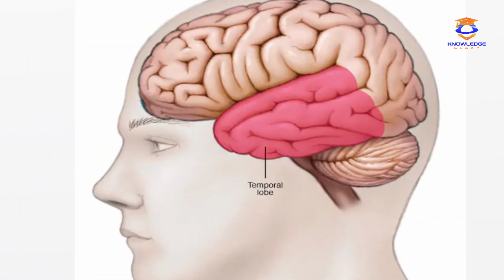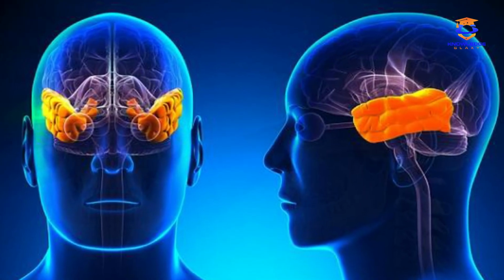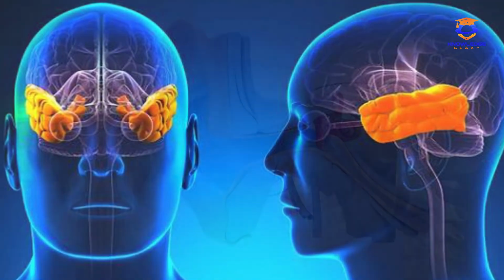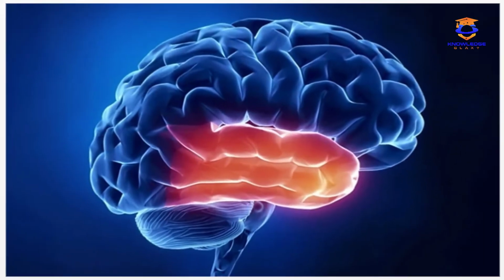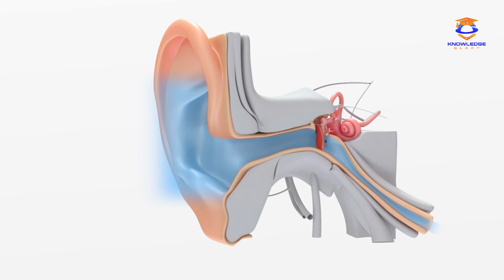The temporal lobes that are present above the ear in our brain are basically responsible for hearing. If the temporal lobe is damaged, a person's hearing can be affected.